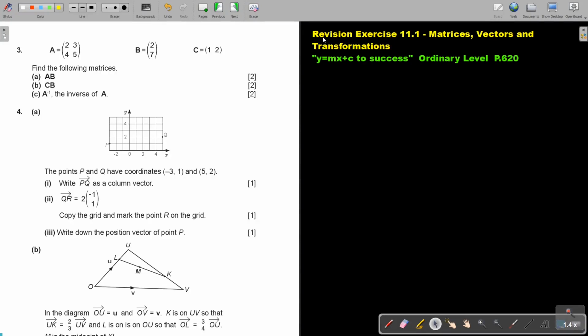Okay, in this video, we are going to continue with revision exercise 11.1, matrices, vectors and transformations, but we're mostly going to focus on vectors. You will find this on page 620 in the Namibian Ordinary Level Mathematics textbook. Okay, now, I must just very briefly, just like I did with matrices, go quickly through vectors.